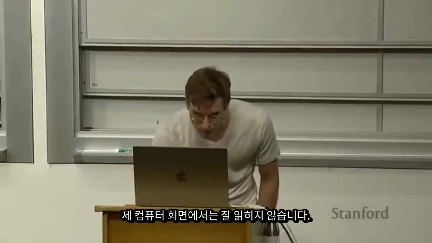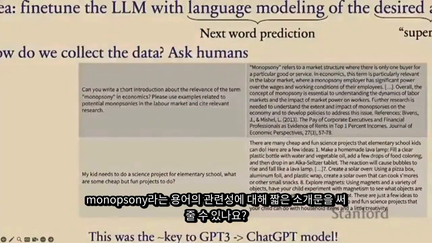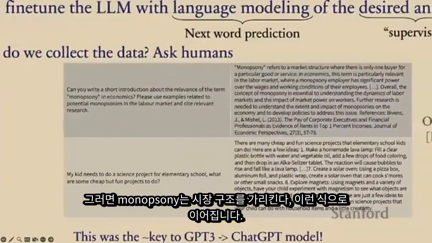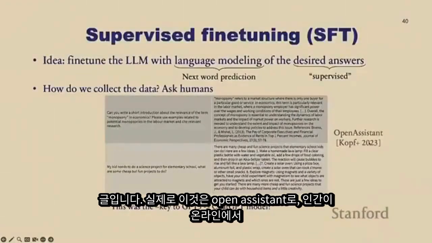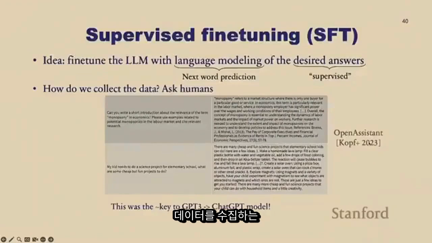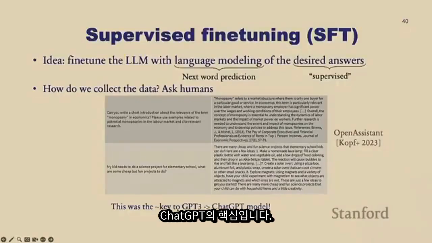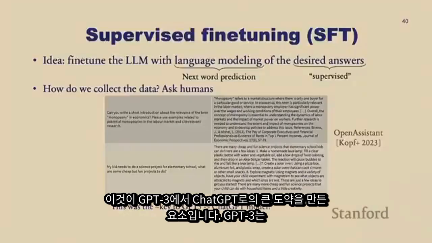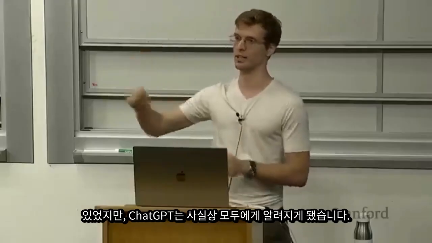Sorry, I can't read very well on my computer. Let's read this one. Can you write a short introduction about the relevance of the term monopsony? And then it says monopsony refers to a market structure, blah, blah, blah. And it's a human that wrote that. Actually, this is Open Assistant, which was a way to collect data online from humans. This type of supervised fine-tuning or alignment is really the key of ChatGPT. This is what made the big jump from GPT-3, which was mostly something that was known by AI researchers, to ChatGPT, which became known by basically everyone.